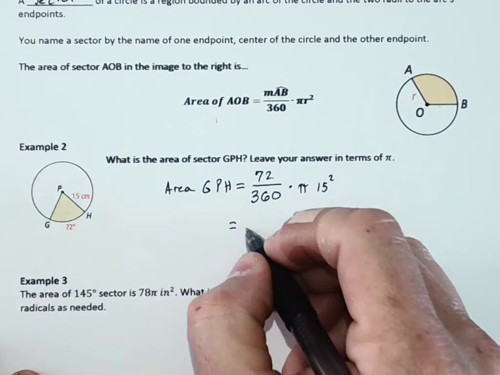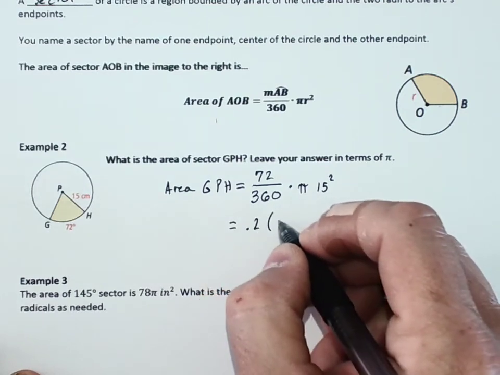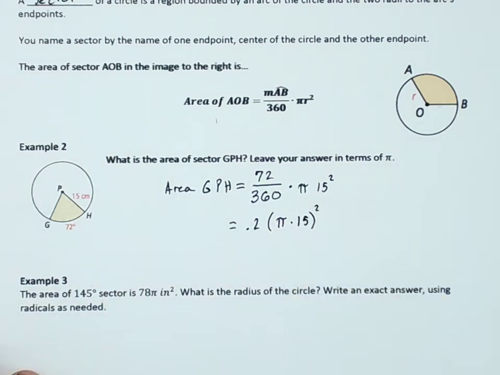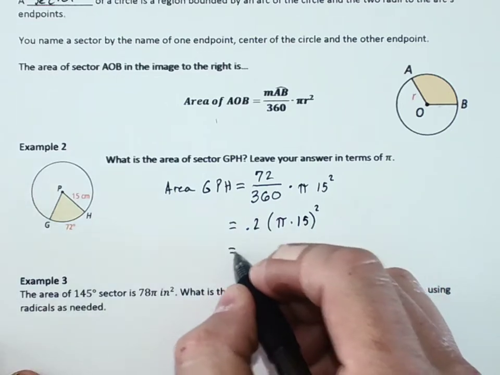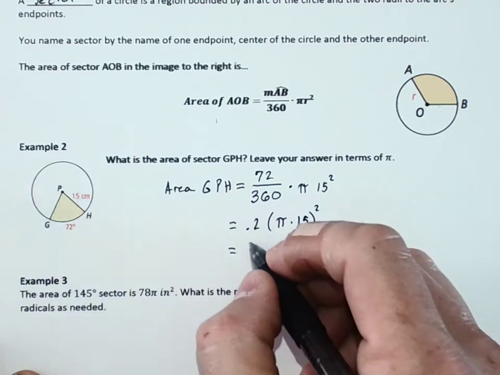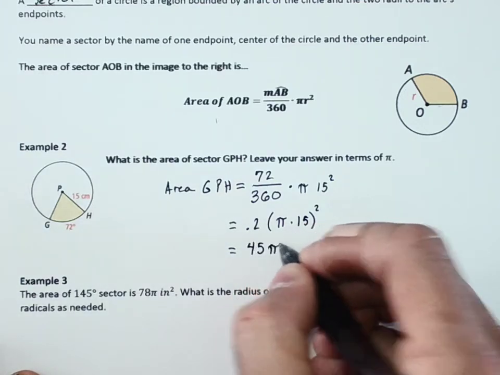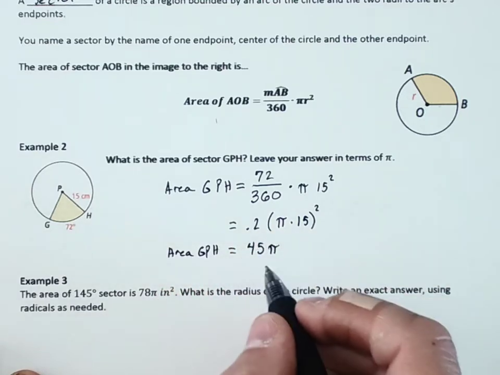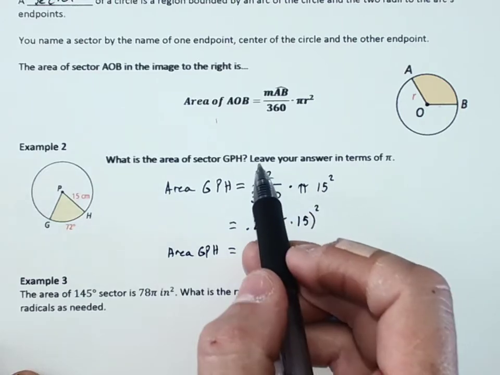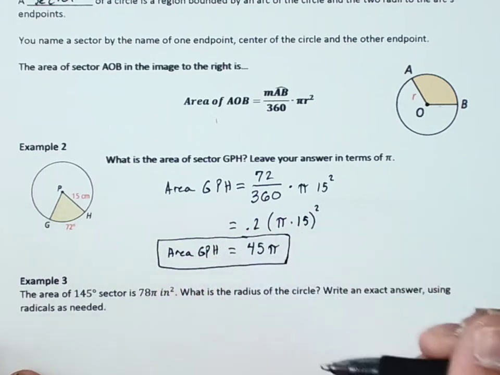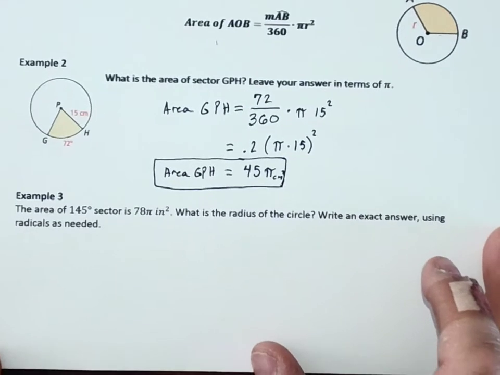So then you have 72 divided by 360, which is 0.2. And then you multiply that 0.2 by pi times 15 squared. 15 squared is 225. So you have 225 times 0.2, which is 45 pi. So the area of G-P-H is 45 pi. And it says leave your answer in terms of pi. So there you go. And that would be, again, centimeters squared. All right, let's try one more.